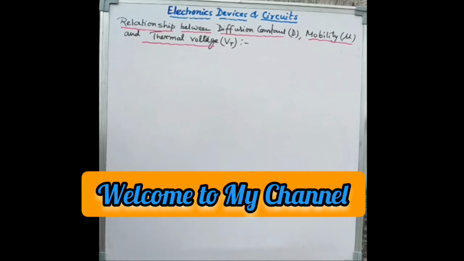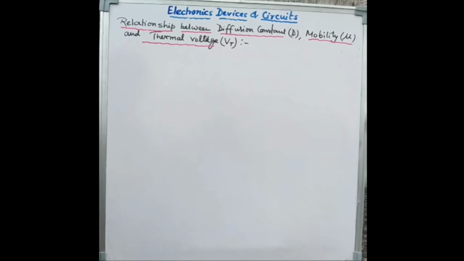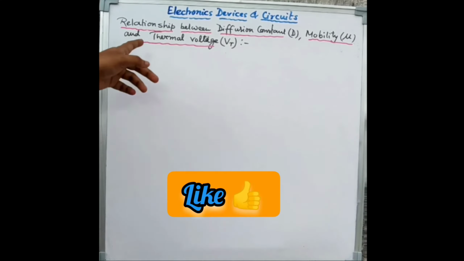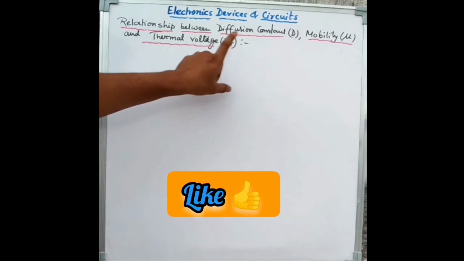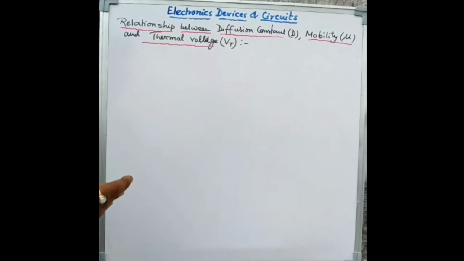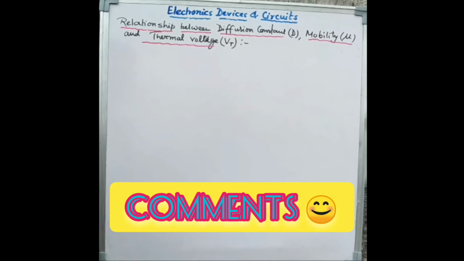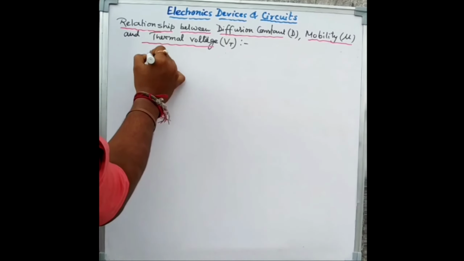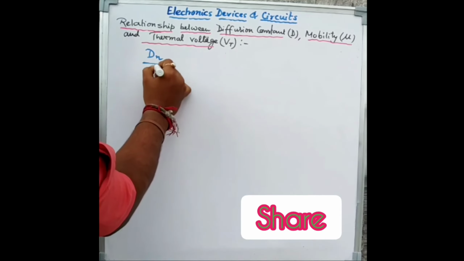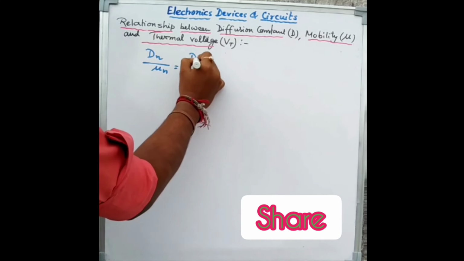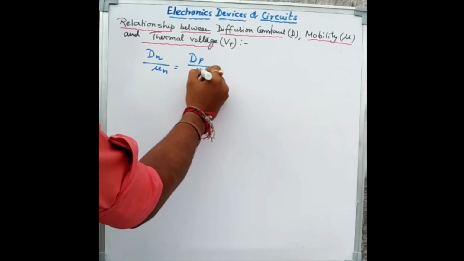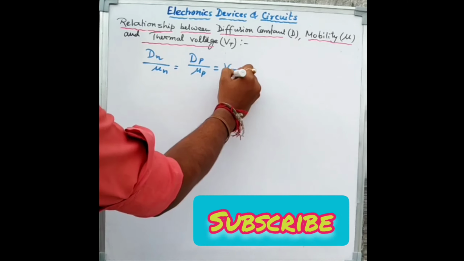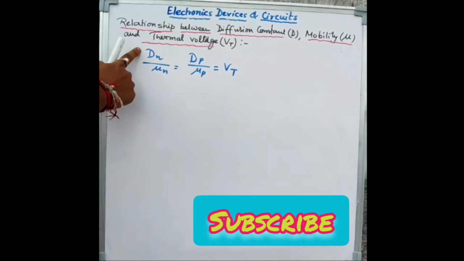Now I am going to explain in this video about electronic devices and circuits, the relationship between diffusion constant, mobility and thermal voltage. This relation is also known as the Einstein equation. The relationship is Dn by μn equals Dp by μp equals Vt. This is the relationship between D, μ and Vt.